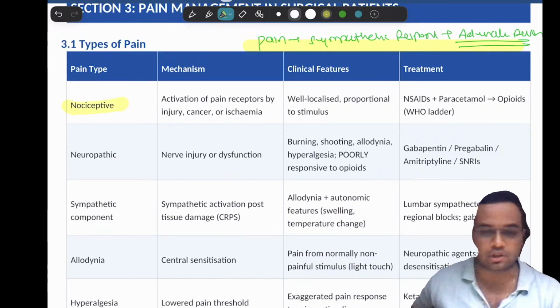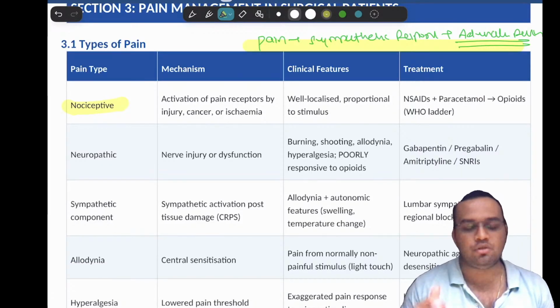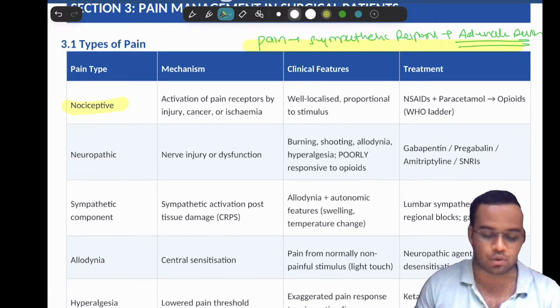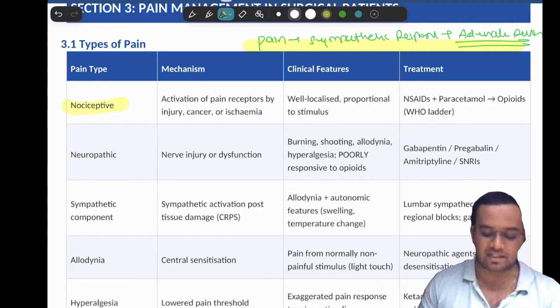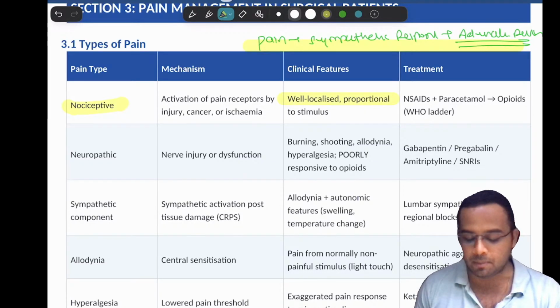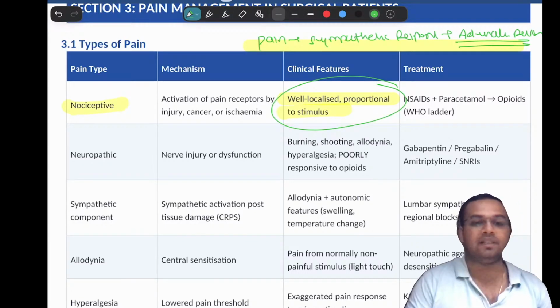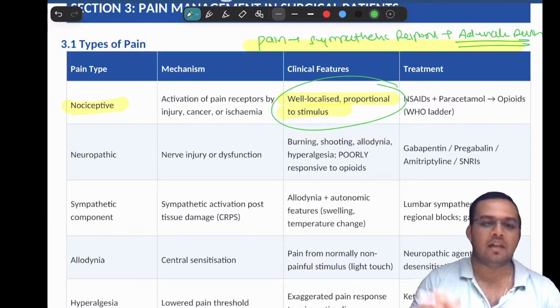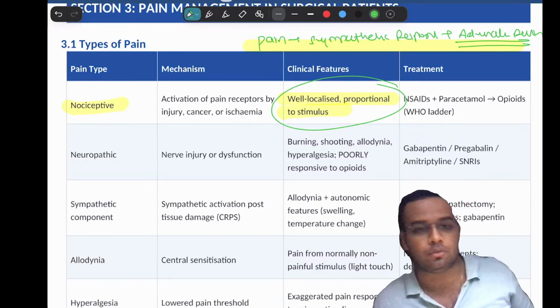First is nociceptive pain. Whenever there is any injury or trauma to the tissue, the trauma itself is going to stimulate the local nerve endings and local pain receptors, and it is always going to be proportional to the stimulus. That is why we favor laparoscopic surgery over open surgery, because in laparoscopic surgery the trauma is less, the pain is also less, and because of less pain, less adrenaline rush, the patient is always going to recover early.